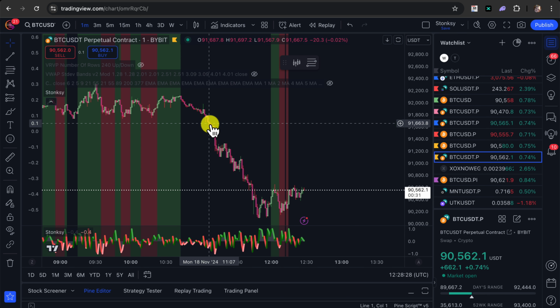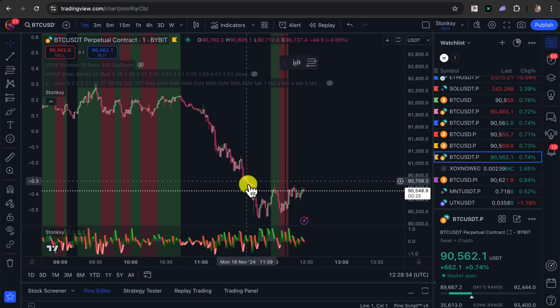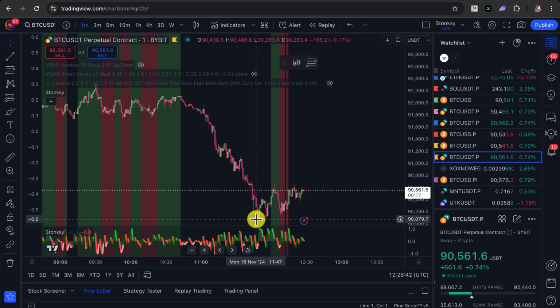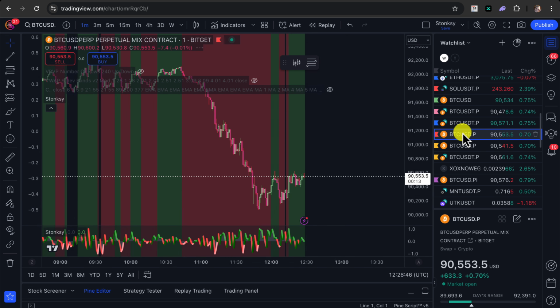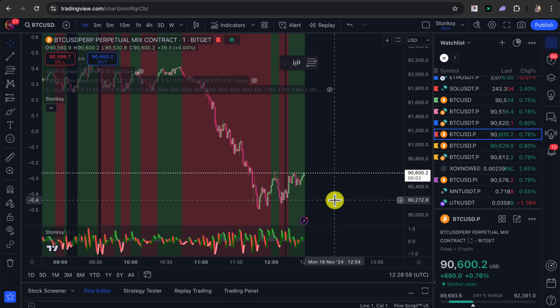I was hoping to get into a little bit of a short, but I thought, well, I'm waiting for the red background. It's just not happening. And the price came all the way down to here, pretty much 90 grand, before I realised that that probably wasn't the chart to use. So I had a flick through my other charts, and I found that the BitGet one did have a red background there.